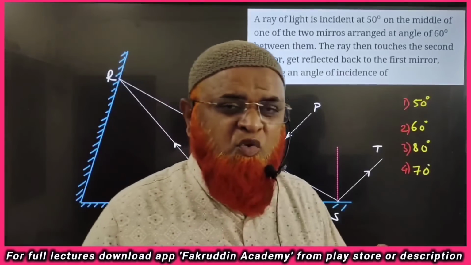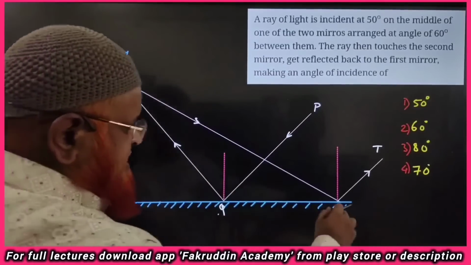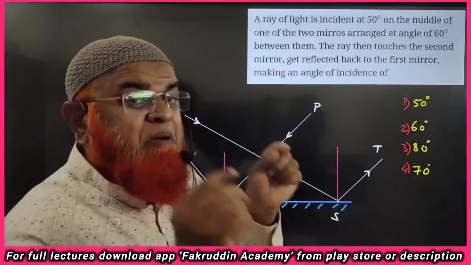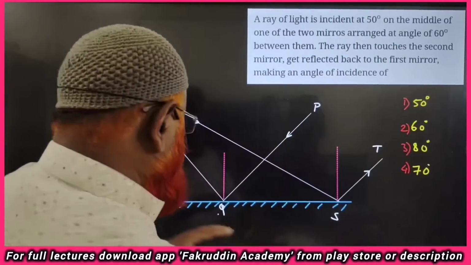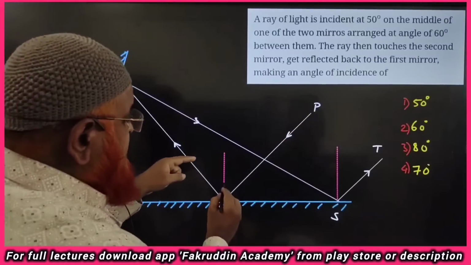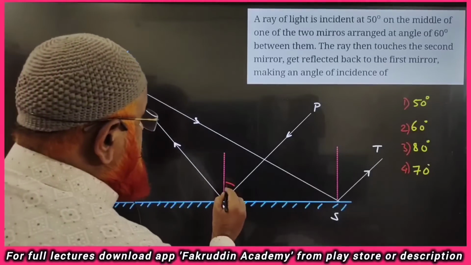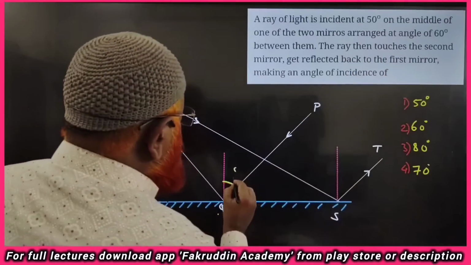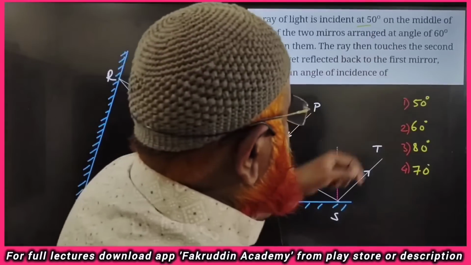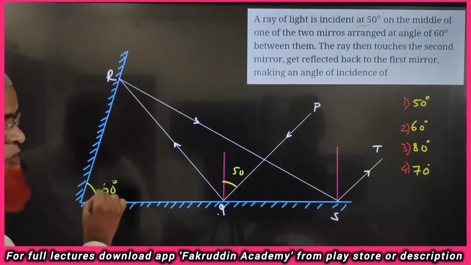My dear students, this is one more question regarding reflection. You can just see here, these are the mirrors present here. A light ray is incident at 50 degrees at the middle of one of the two mirrors. Means this is the middle point at one of the two mirrors. It is making 50 degrees, as given in the problem, and these two mirrors are making an angle of 60 degrees. It is given in the problem.